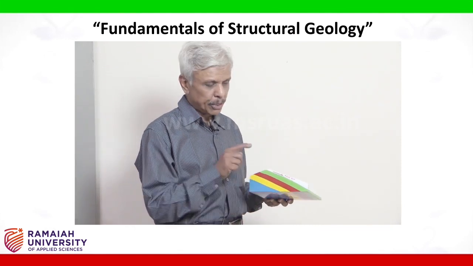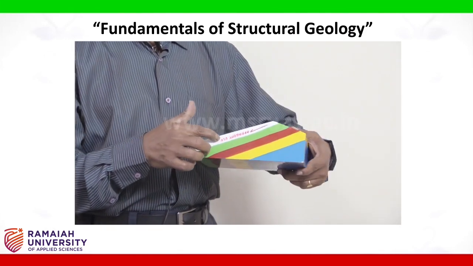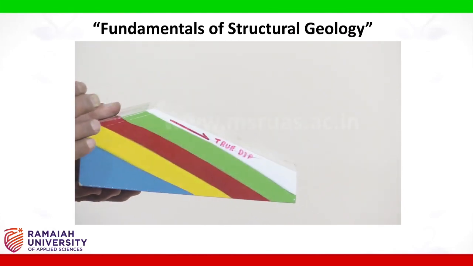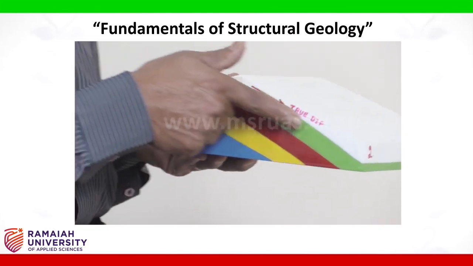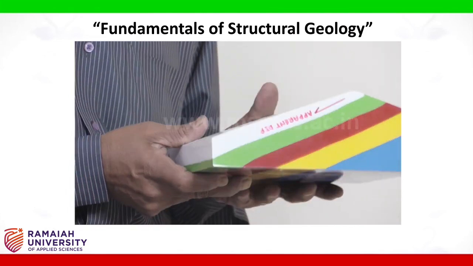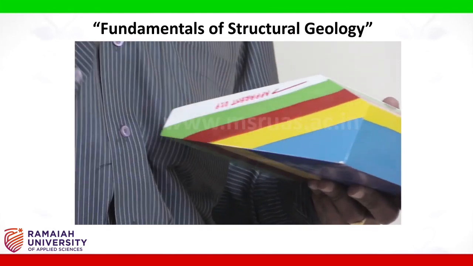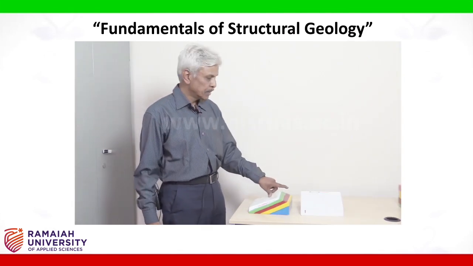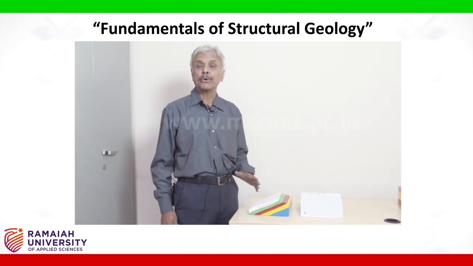Dip may be true dip or apparent dip. The difference between the two is that true dip is always perpendicular to the strike direction and it represents the maximum inclination, whereas apparent dip need not be truly perpendicular to the strike direction. Geologists term the strike and dip components put together as the attitude of beds.